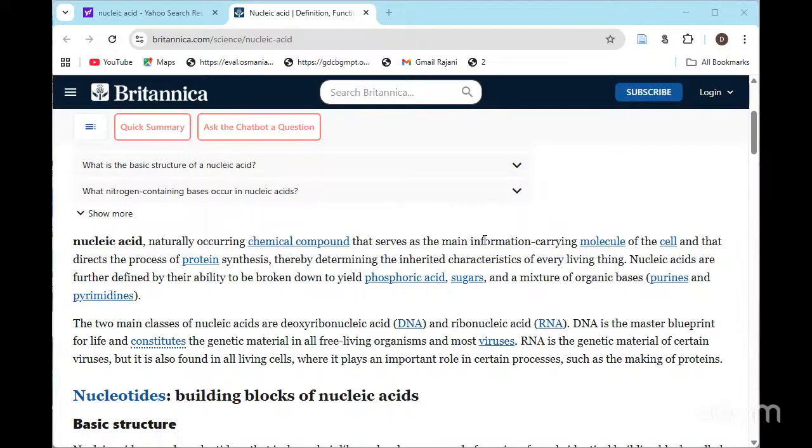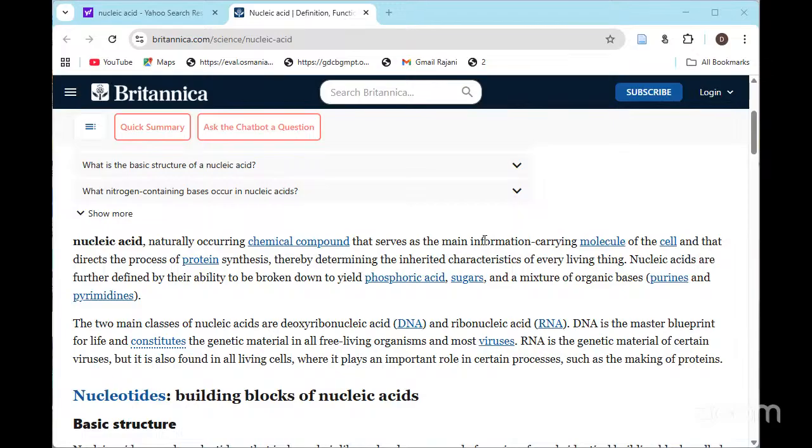Nucleic acids are further defined by their ability to be broken down to yield phosphoric acid, sugars, and organic bases. Organic bases means purines and pyrimidines.